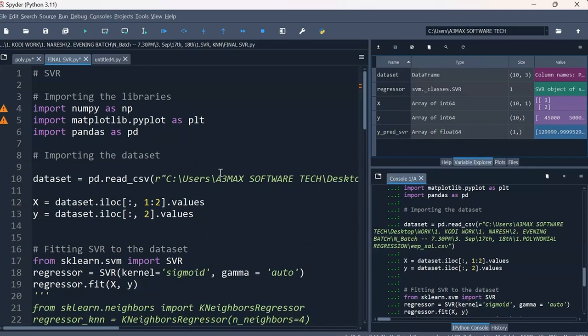Let's do that. It's working. So everyone, I want you to finish this and let me know which kernel is the best fit kernel for this algorithm.